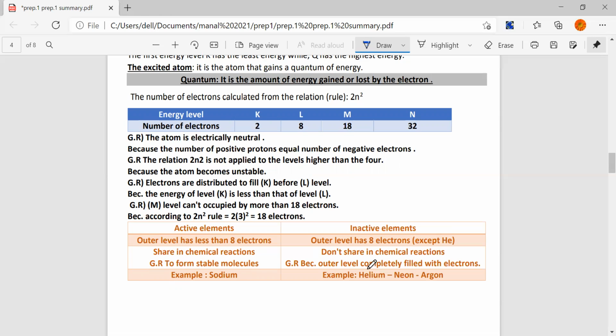Inactive elements: we look at the outer level that has 8 electrons, except helium, which has 2 electrons. That means they don't share in chemical reactions because the outer level is completely filled with electrons, as in helium, neon, argon.